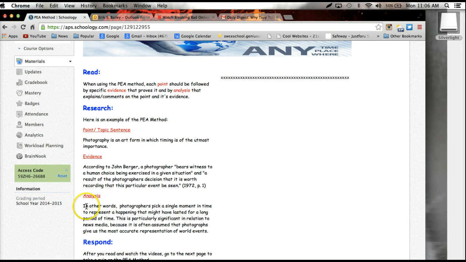The analysis is down here by the author, and the author says, in other words, photographers pick a single moment in time to represent a happening that might have lasted for a long period of time. This is particularly significant in relation to news media because it's often assumed that photographs give us the most accurate representation of world events. This is where the author ties the evidence and point together.